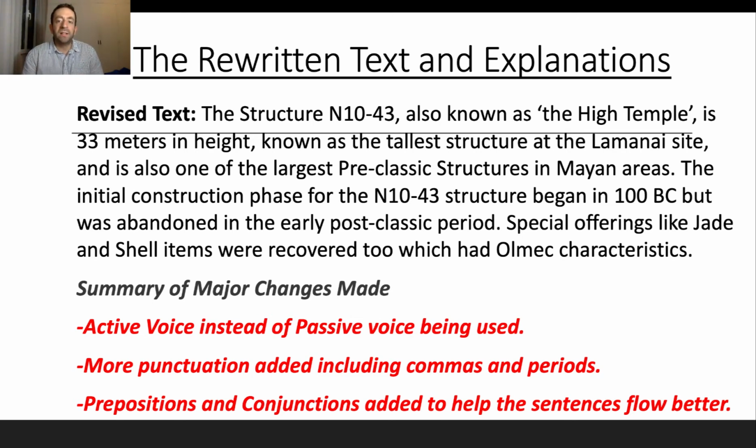The structure N1043, also known as the High Temple, is 33 meters in height, known as the tallest structure at the Lamini site, and is also one of the largest pre-classic structures in Mayan areas. The initial construction phase for the N1043 structure began in 100 BC, but was abandoned in the early post-classic period. Special offerings like jade and shell items were recovered too, which had Olmec characteristics.